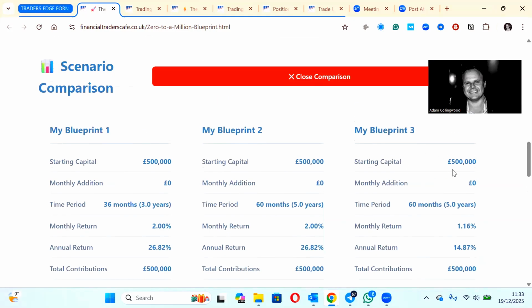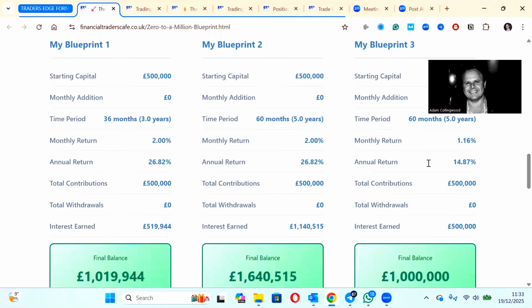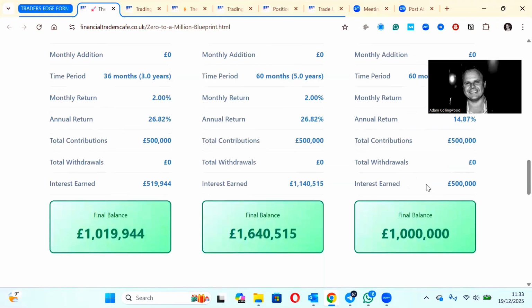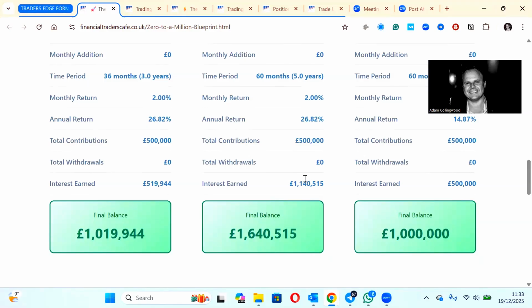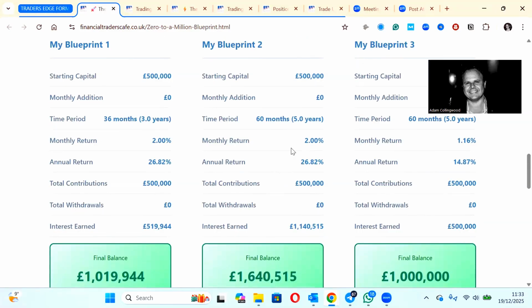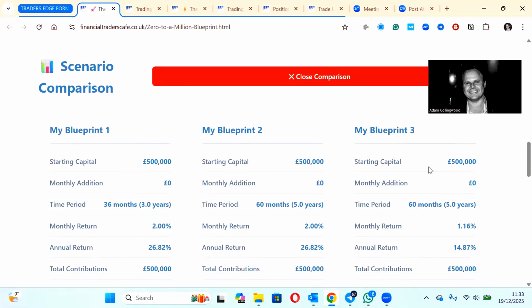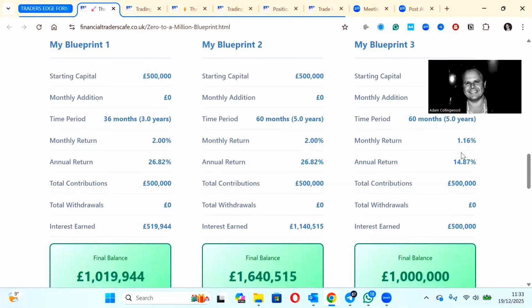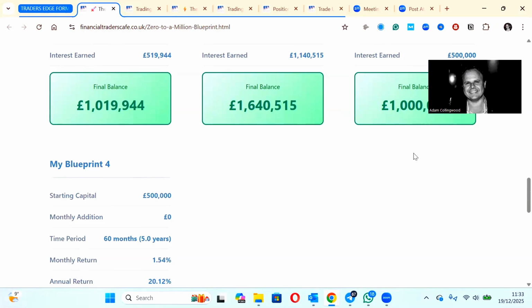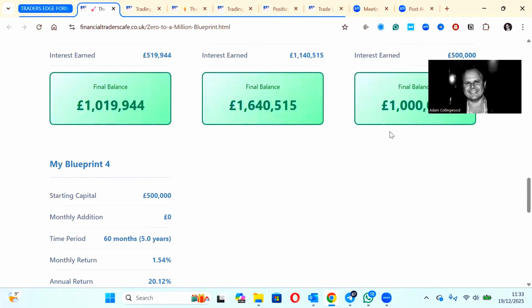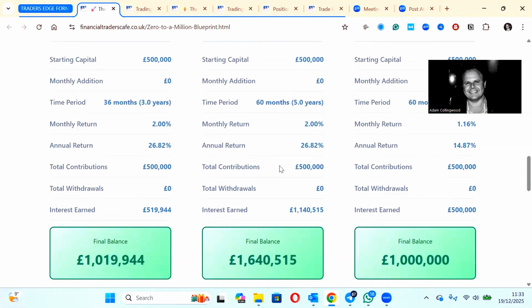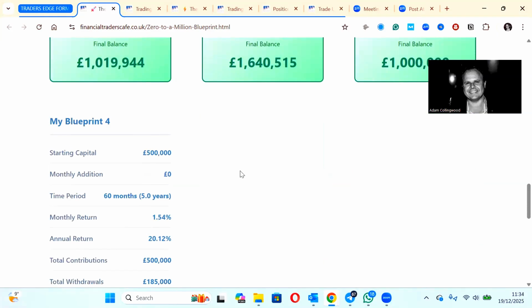On this particular scenario, starting with the same amount over a 5-year period, you'd only need a monthly return of 1.16%. Can you see the difference there? The interest that you would have earned is 500,000 just to get to 1 million. If you wanted to get to 1.64 million, you'd need a 2% return. But with a 500,000 starting amount, 1.16% just to get to that million. And it's tax-free if you're in the UK with a spread betting account. So very, very achievable. You should be able to get very easily 1.16% per month return, compounding methodically.